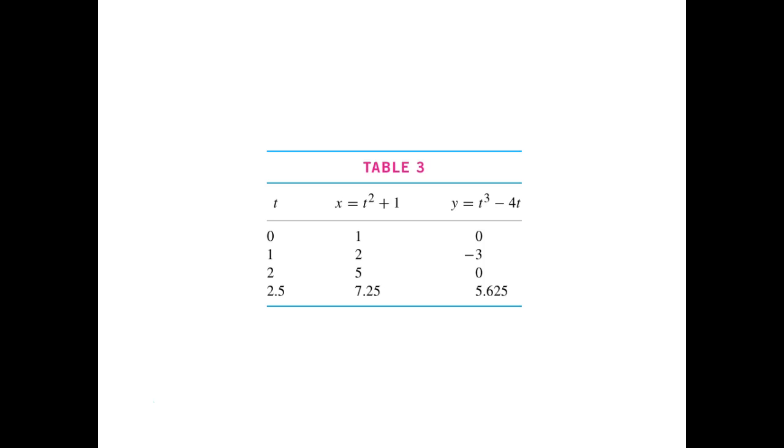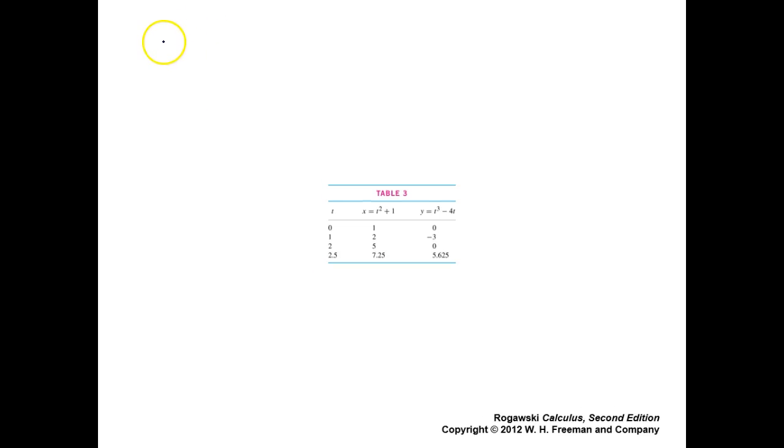Example 7. Sketch the parametric curve C of t. Oops, I can't do it here. C of t is equal to t squared plus 1, comma, t cubed minus 4t.